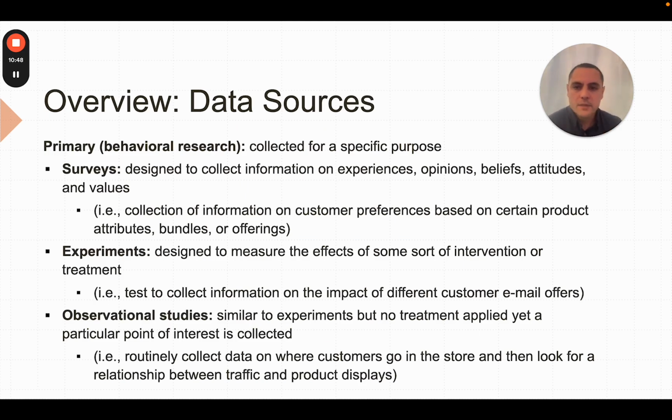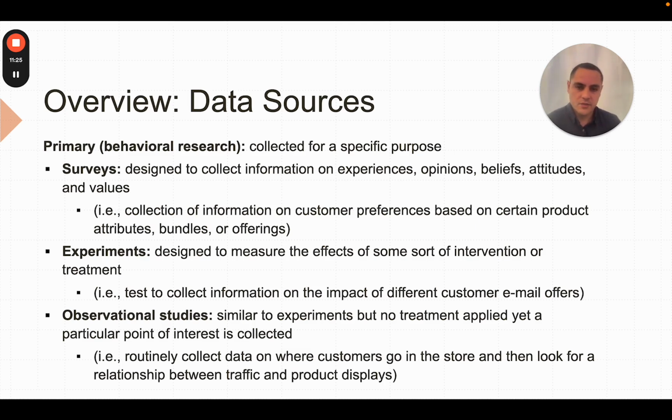Okay. So now we have an understanding of different types of analytics and the difference between descriptive and inferential statistics. We can think about the data itself, right? When we think about data sources, there's really two different types: primary and secondary. So primary is actually collected for a specific purpose.